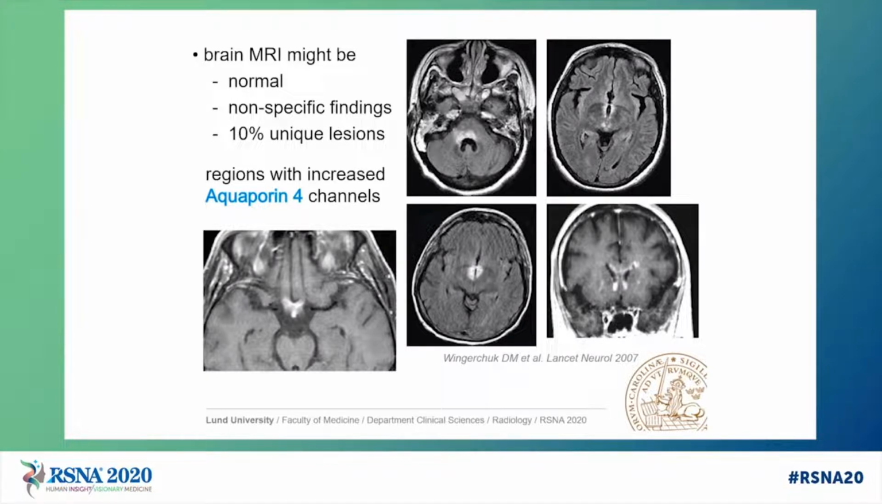Let's look at the brain. In this disease, the brain MRI might be normal. It might present with specific findings, and sometimes they would have very unique findings. And these are signal abnormalities in regions with an increased aquaporin 4 channels.